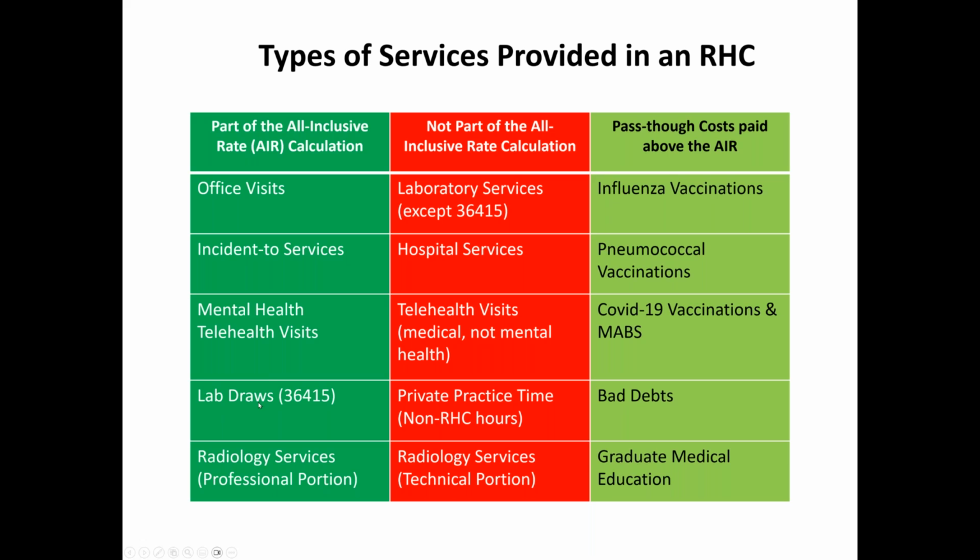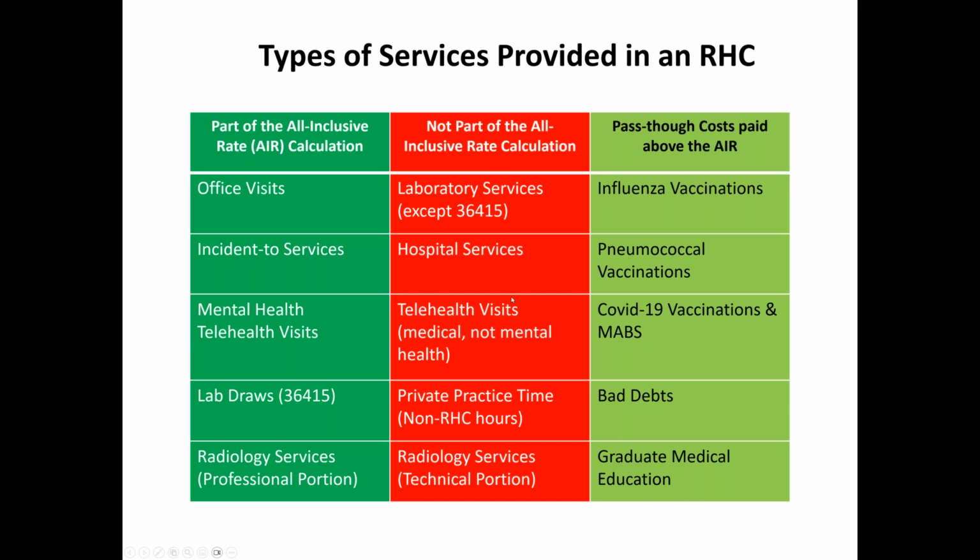Lab draws, even though 36415 for drawing the blood, that is not considered a lab service. Doesn't make any sense to me, but they changed that in like 2006. So drawing blood is part of your all-inclusive rate. Radiology service, the professional component, reading the EKG that says Mark is in AFib, that is a part of your allowable cost. It goes on the cost report.